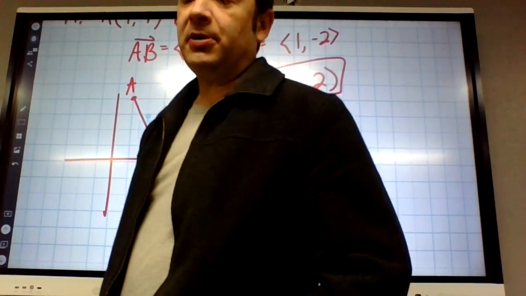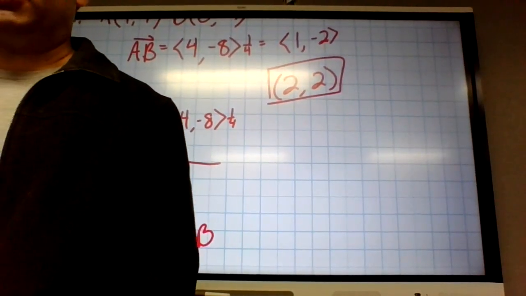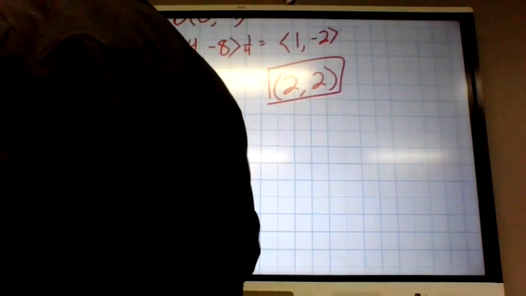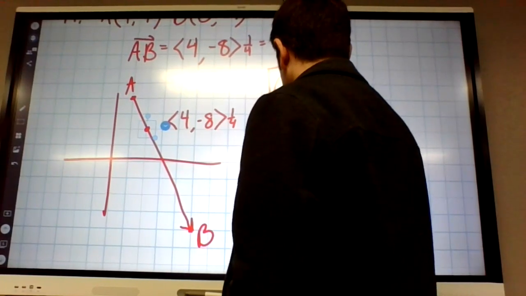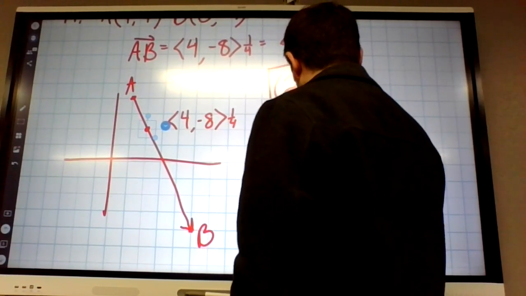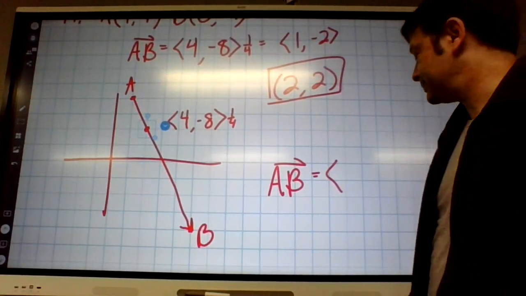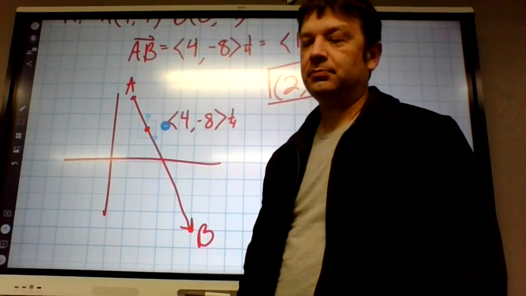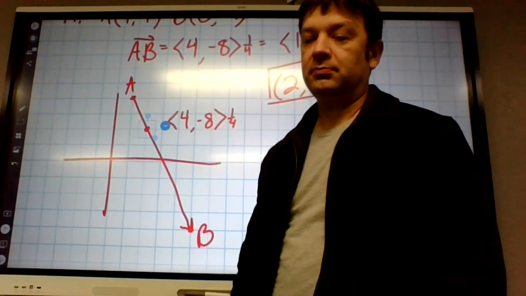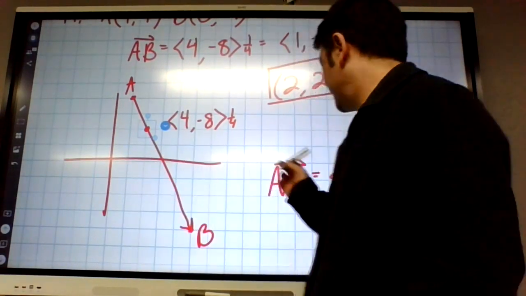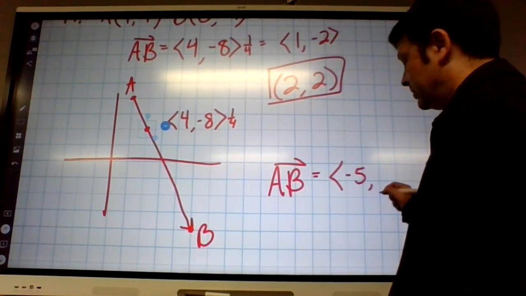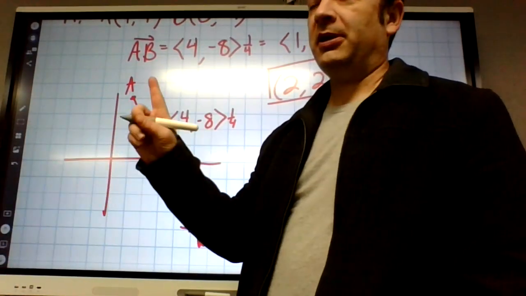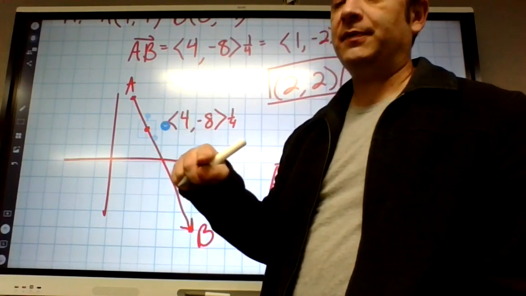15. So on 15, how far are we moving from A to B in the x direction? The x direction would be 5. Well, it's going down 5, right? So it's negative 5. Then how far are we moving in the y direction? Up 10. Yes. Okay, if you're not sure, just do 8 minus negative 2.